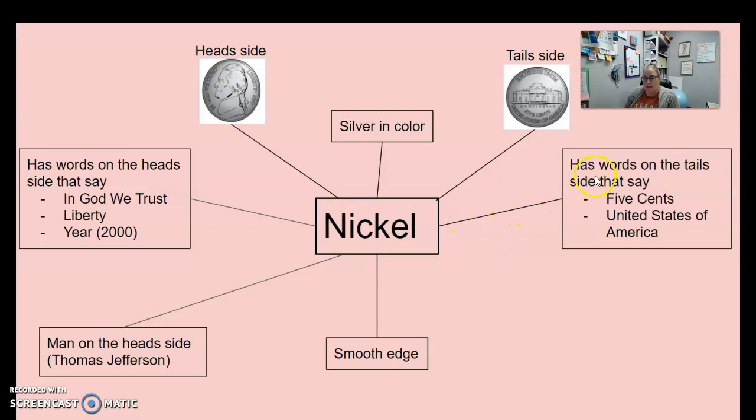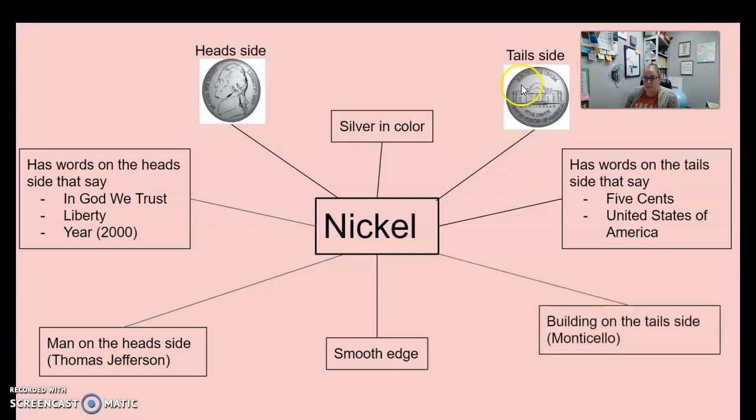On the tails side, it has words as well. So it says 5 cents right here. And it says the United States of America right here. And it has a building on the side, and it's the Monticello. Okay, Monticello, that's right there. And it actually tells us in words as well.